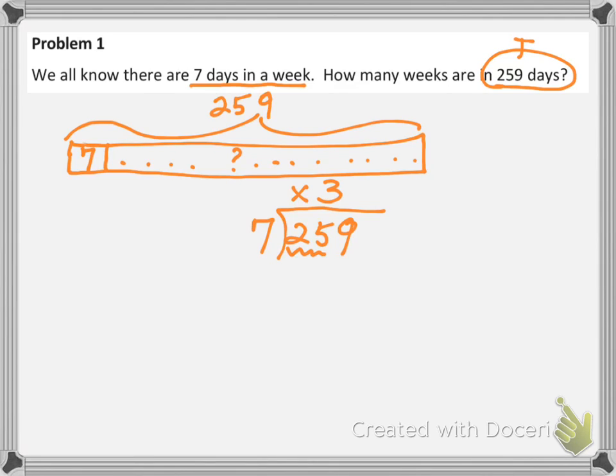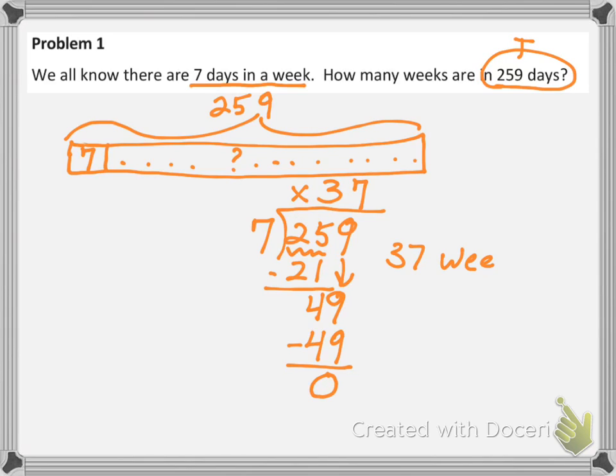So 3 times 7 is 21. The next step is that we subtract, and we're left over with 4. The next step is to bring down the 9. So now we have 49 ones. So 7 goes into 49, 7 times 7 is 49. We used up all the ones, and we're left with a remainder of 0. So there are 37 weeks in 259 days.